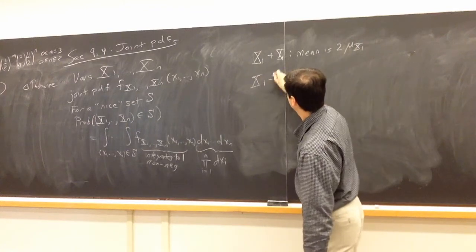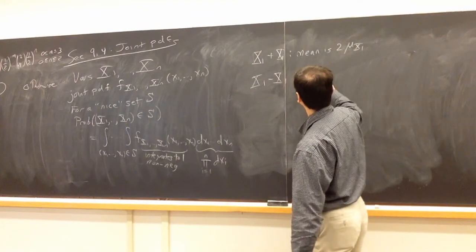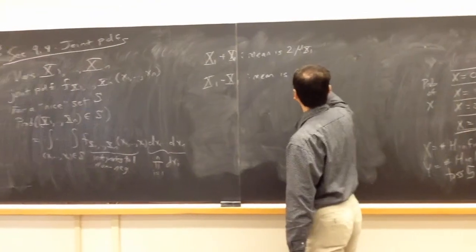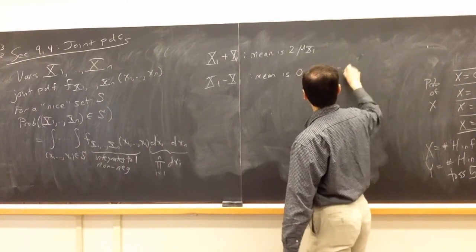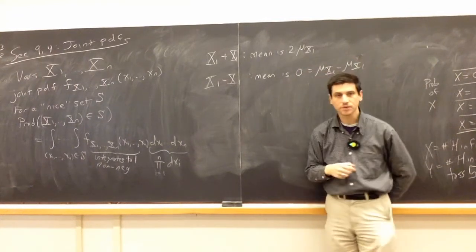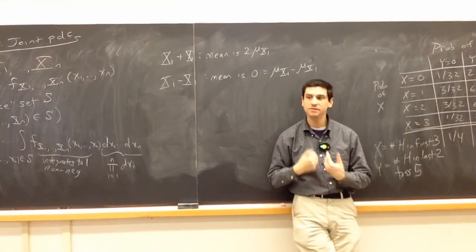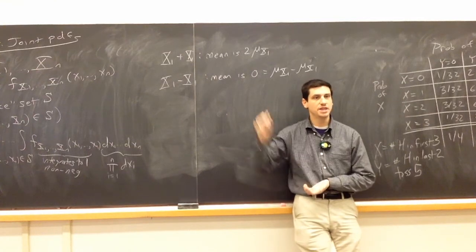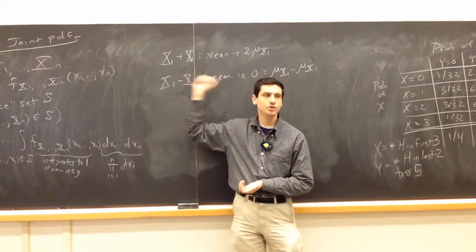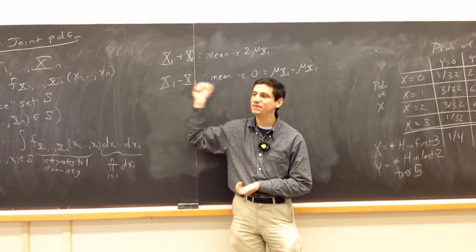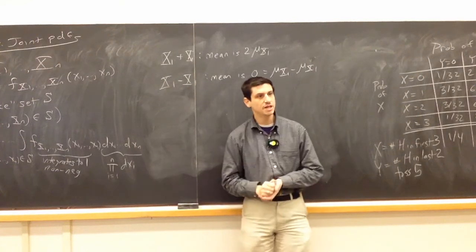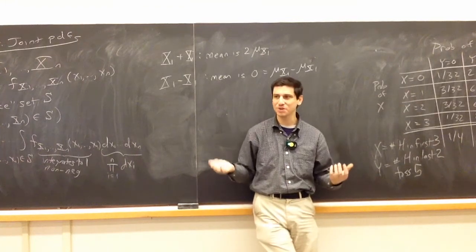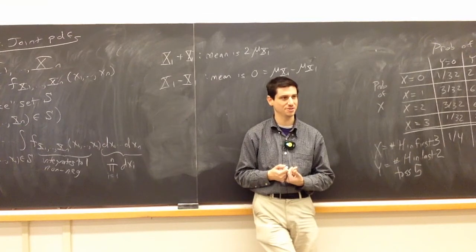What if I have x1 minus x1? What's the mean? 0, which is mu x1 minus mu x1. So this is giving us some hope that the mean of a sum is the sum of the means, even if there's dependence. This is what makes the concept of the mean so useful, because it holds even if there are dependencies. The next question is, what about the variance, the fluctuations? Do you expect the variance of a sum to be the sum of the variances?